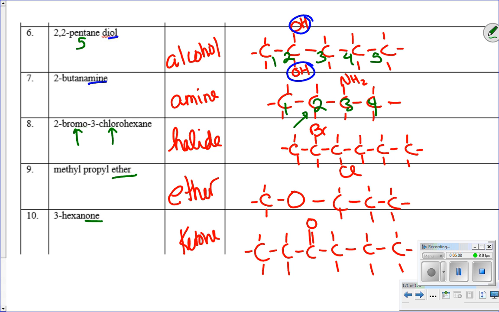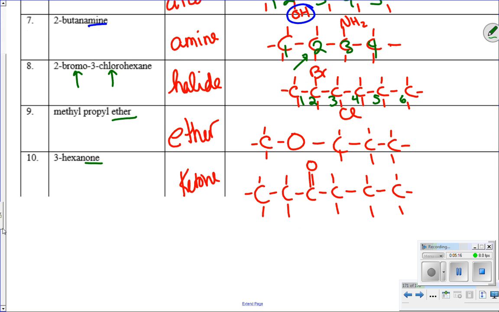For 1-bromo, 2-bromo, 3-chloro, 4, 5, 6 for hexane. Methylpropyl ether: my methyl is referring to a 1-carbon branch. This is my methyl branch right here. My propyl is referring to a 3-carbon branch, which is right here. It does not matter which way you do these. If you did 3 on the left and 1 on the right, it would be fine.